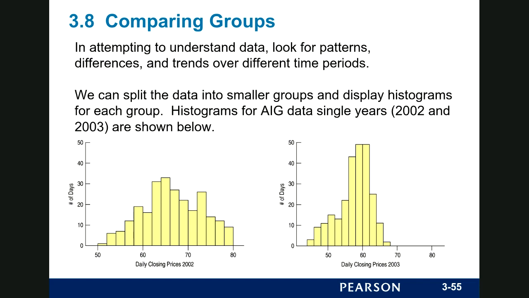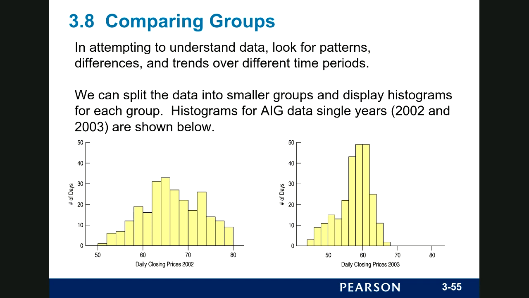I can definitely say that the data from 2002 is more spread out, more variable, meaning the standard deviation is more, which means that it's further away from the center.